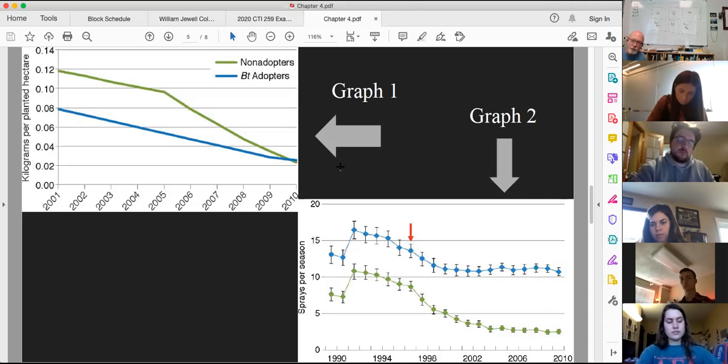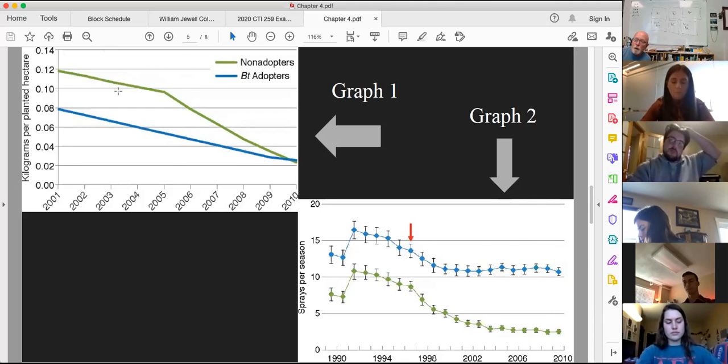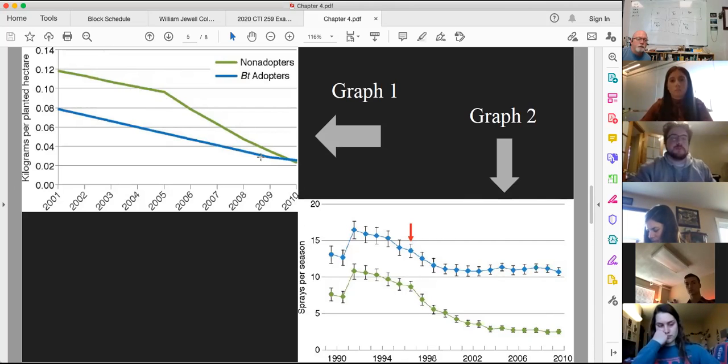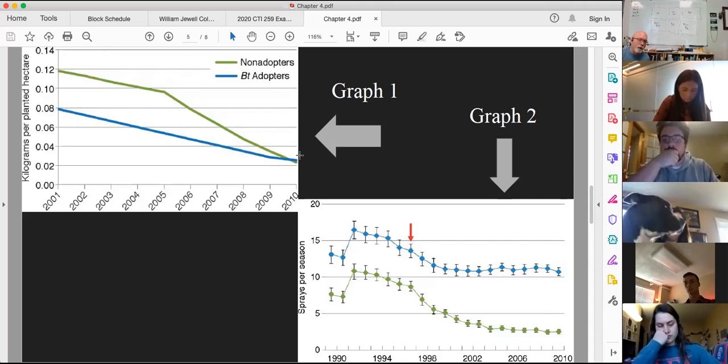And so there's this lag. The interesting thing about this figure for me is that there's this lag. They're declining, but it takes the non-adopters a little while to realize that they're receiving the benefit of the BT adopters, and then you start to see that decline occur at a faster rate. And so you get out here to 2010, and essentially BT adopters and non-adopters are applying the same amount of pesticides to their fields. Does that make sense to everybody?